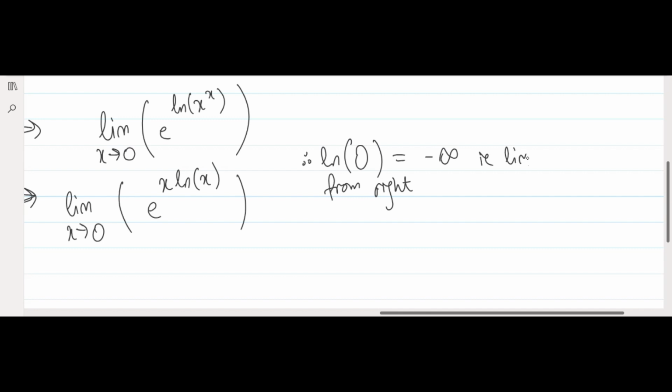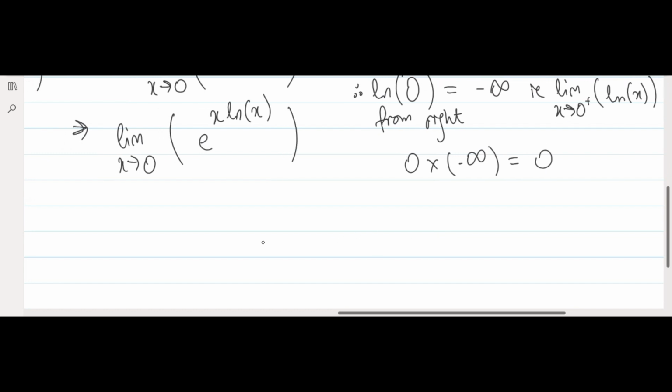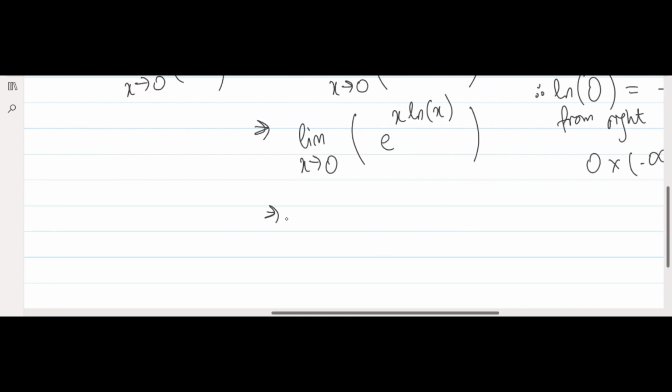I wrote the limit just to clear any misconceptions. Minus infinity, and 0 multiplied by minus infinity is basically just 0, right? Anything multiplied by 0 is 0, so you get the idea why e raised to the power x ln x is equal to e raised to the power 0. But let's just solve the limit now.